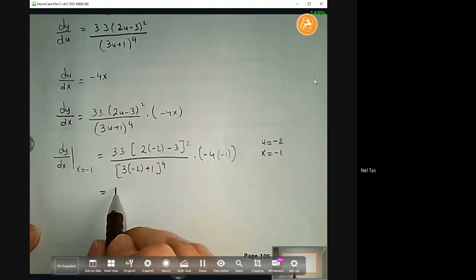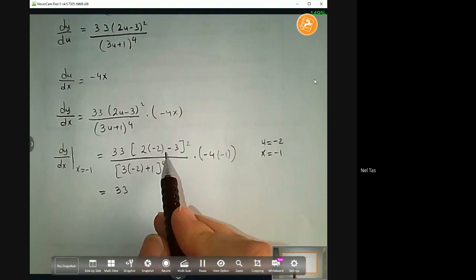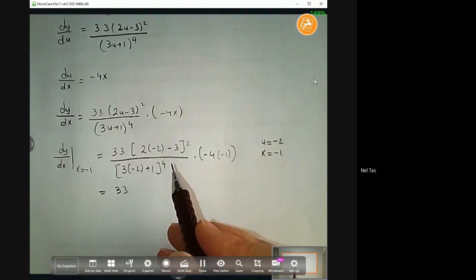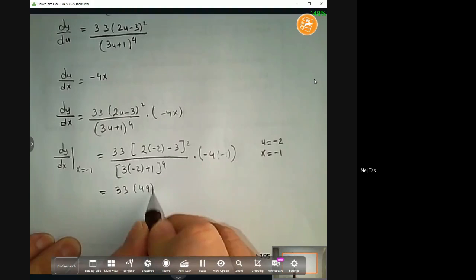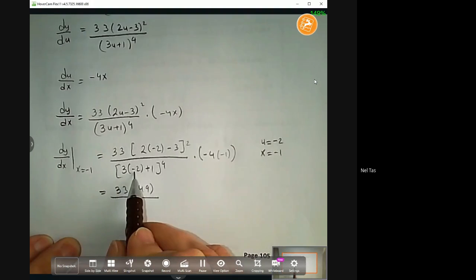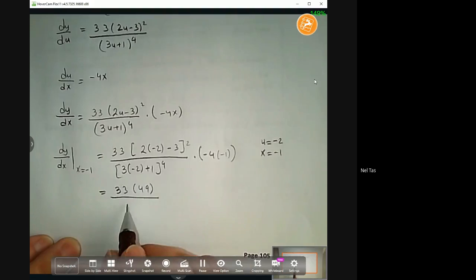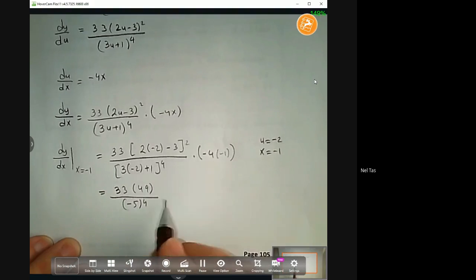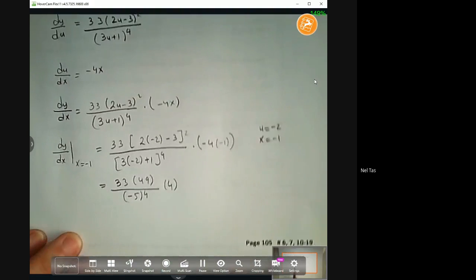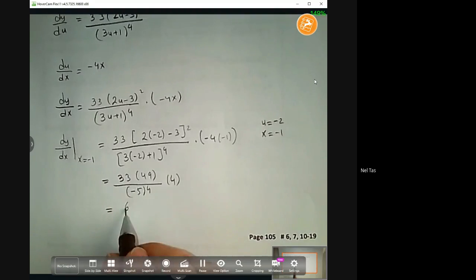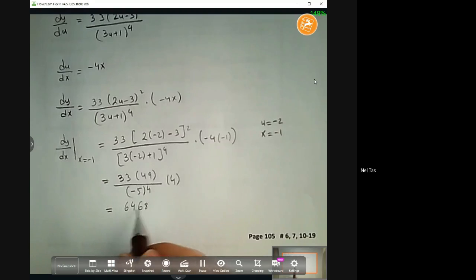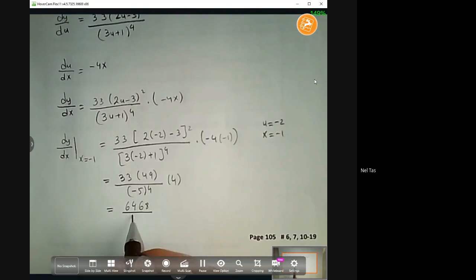Okay, now simplify. 33, negative 4 minus 3 gives you negative 7. So negative 7 squared is 49 over negative 6 plus 1, negative 5. So negative 5 to the power of 4 times 4. If you use your calculator, 33 times 49 times 4, 6,468 over, so 5 to the power of 4 is 625.